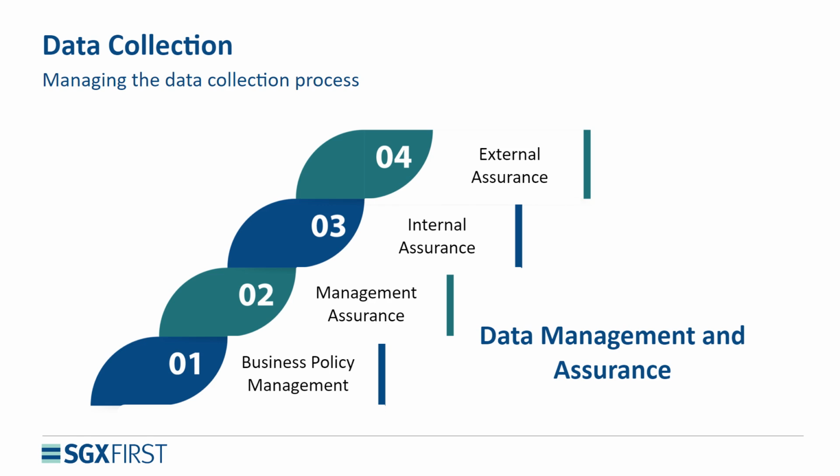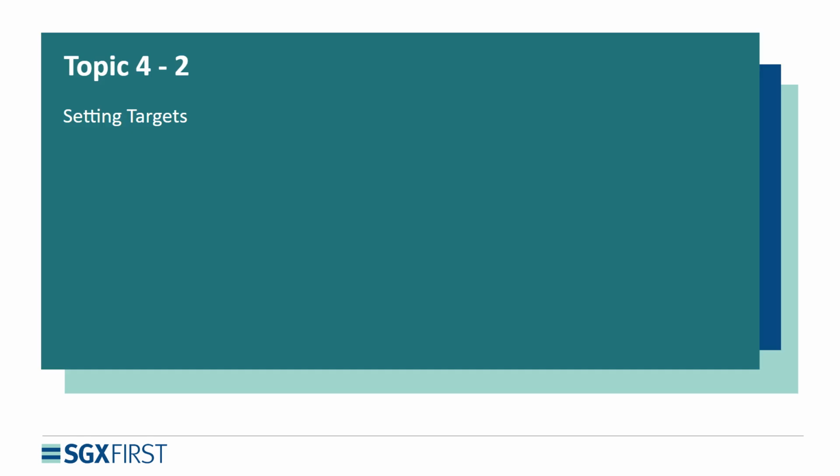Finally, the board can seek external assurance to have greater confidence in the data that will be disclosed to the public. Topic 4.2: Setting targets.